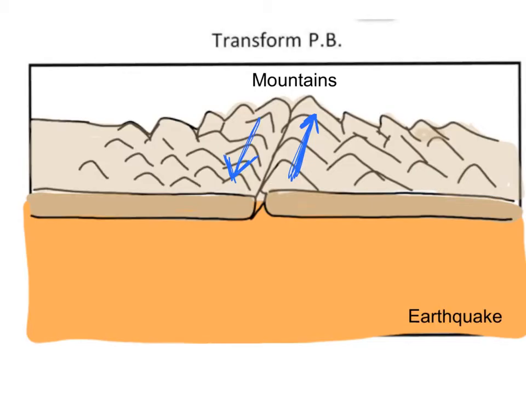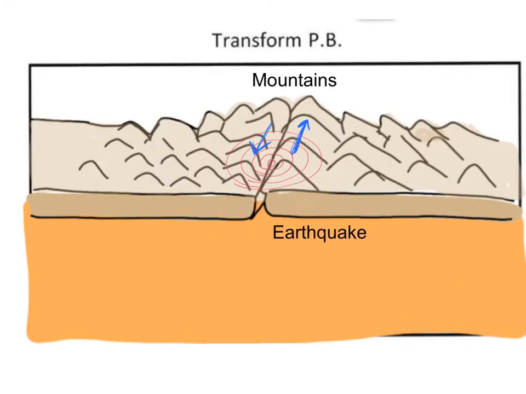Mountains form over the course of time as the rocks are sliding past each other. Maybe for a period of time they get stuck, and nothing happens for a year, 2 years, 5 years, even 10. But over the course of time, that force and that pressure builds up, and then all of a sudden one day they snap into place, and all of that energy is going to be released in the form of an earthquake. So I'm going to draw in my earthquake here. So on a transform plate boundary, we get mountains and earthquakes.